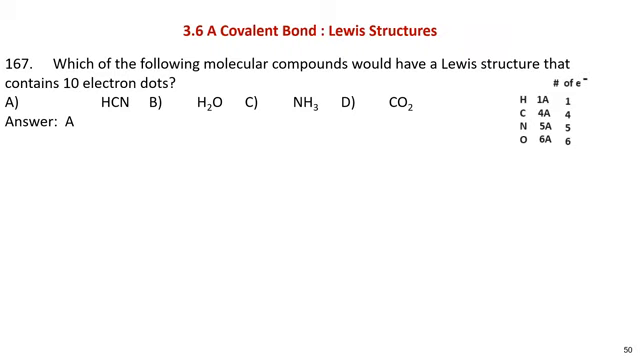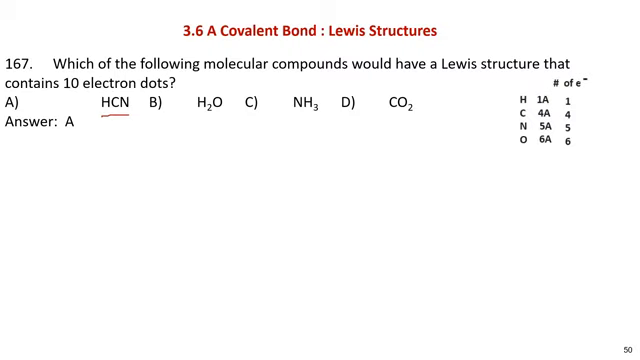HCN could have how many electrons? 1, 4, 5 added up is 10 electrons. C.